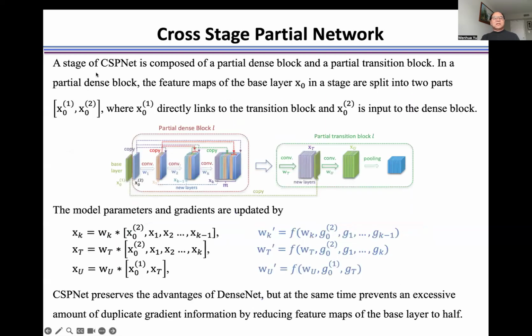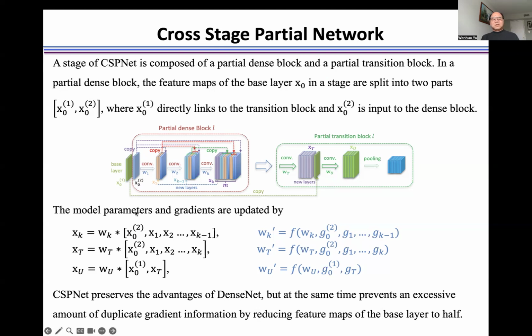A stage of CSPNet is composed of a partial dense block and a partial transition block, as shown here. In a partial dense block, the feature maps of the base layer x0 in a stage are split into two parts, x01 and x02, where x01 directly links to the transition block and x02 is input to the dense block.